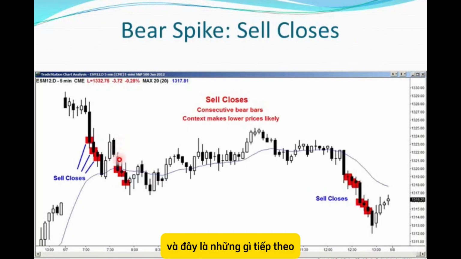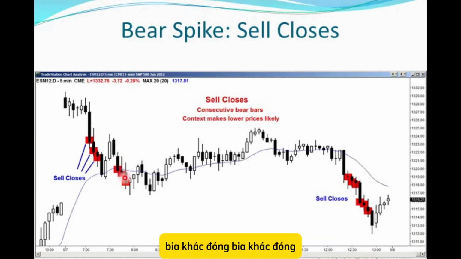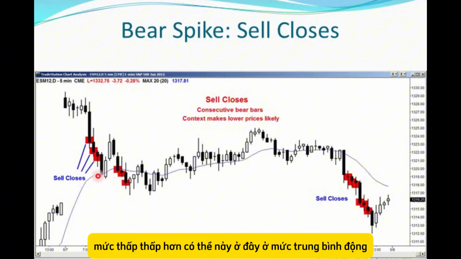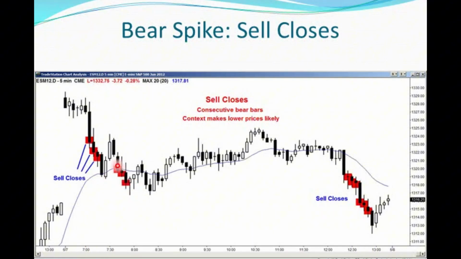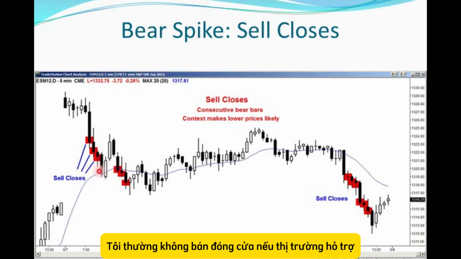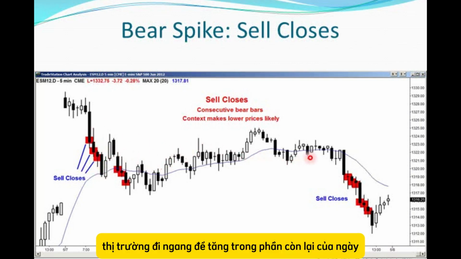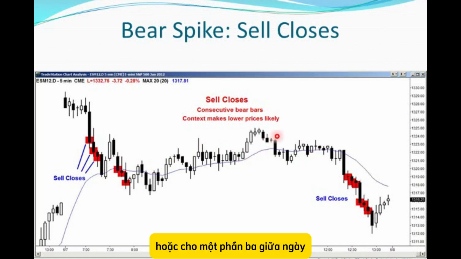And this is what followed. Another bear breakout, another follow-through bar, another bear close, another bear close. Lower low, possible bounce here at the moving average. But through here, certainly sell closes. I usually don't sell closes if the market is at support. The market went sideways to up for the rest of the day, or for the middle third of the day, and then the bear trend resumed later in the day.